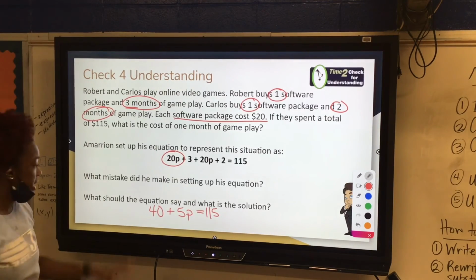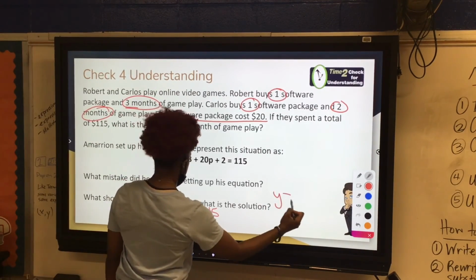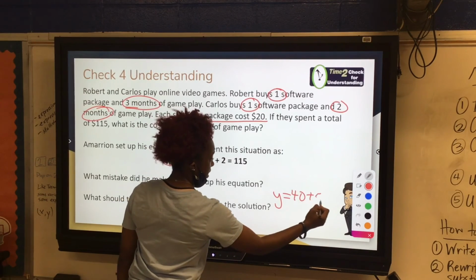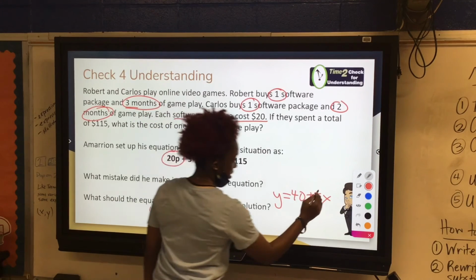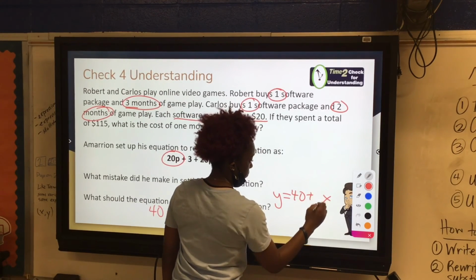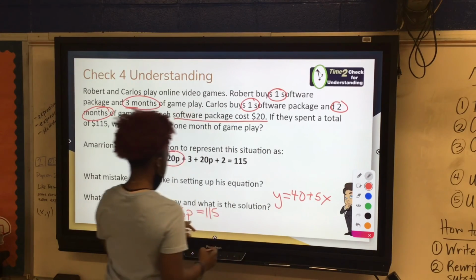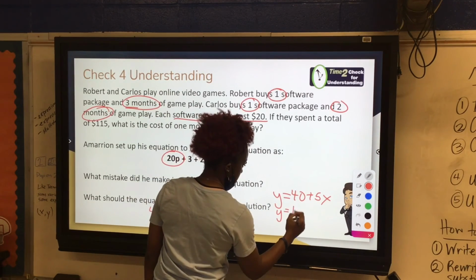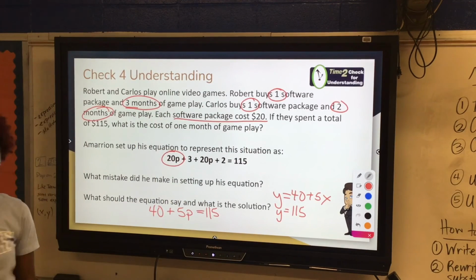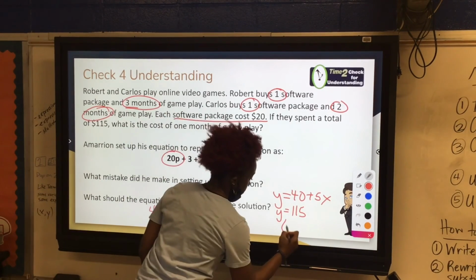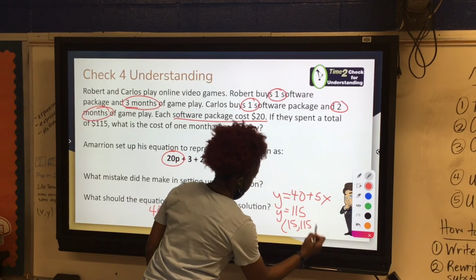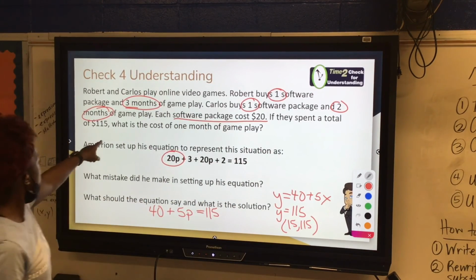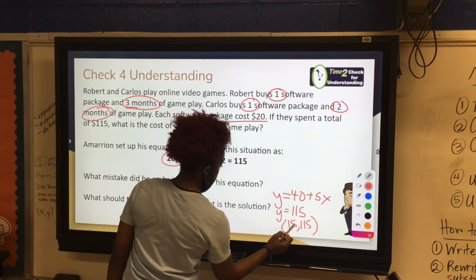Okay? Now, in Desmos, we'll put y equals 40 plus 5x. Make this look like a 5. Y'all get ready to put it in Desmos. And then we'll have y equals 115. Okay? So what do we get in Desmos? 15, comma 115. Okay? So, what is the cost of 1 month of gameplay? $15.